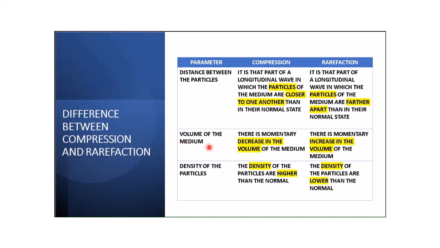On the basis of volume of the medium, there is a momentary decrease in the volume, while in the rarefaction region, there is a momentary increase in the volume because the separation of the particles increases. And because of the decrease in the volume in the compression region, the density of the particles in that region is higher than normal, and hence so is the pressure, while in the rarefaction region, the density of the particles is lower than normal, and hence the pressure is also below the average or normal value of air pressure.